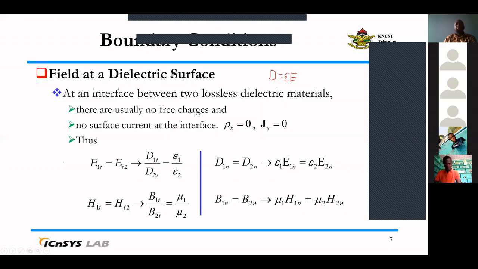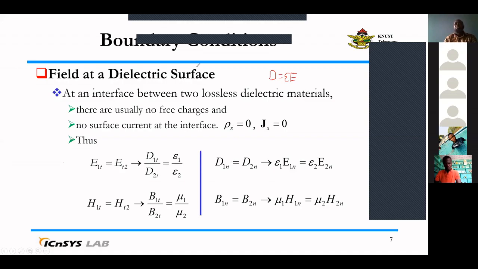So at the interface between two dielectric materials, if the dielectric materials are the same, then the tangential component of the electric flux density will be the same. But if the dielectric materials are different, then we can't say that they are the same. But the ratio will be equal to the ratio of the dielectric constant, or the permittivity of the two media, epsilon 1 divided by epsilon 2.